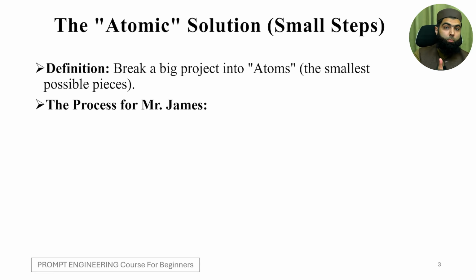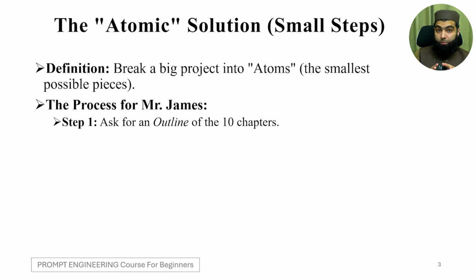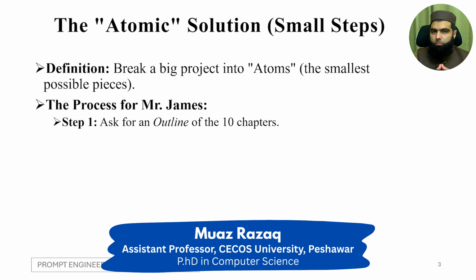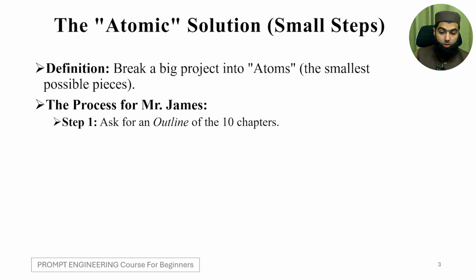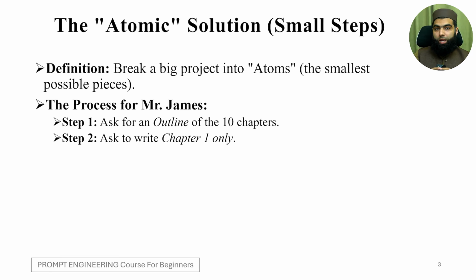So now, based on this atomic solution, what will be the process for Mr. James for this particular task? We will divide this task into multiple steps. These are just probable solutions; there might be other solutions possible as well. But one of the probable solutions: step one is to ask for an outline of the 10 chapters. The first and most important thing is that he must decide what the outline should be, what he will be covering in each chapter, because right now he's unclear about it. So first he will ask for the outline. The second thing is, once the outline is finalized, I have missed that step, but you have to finalize it.